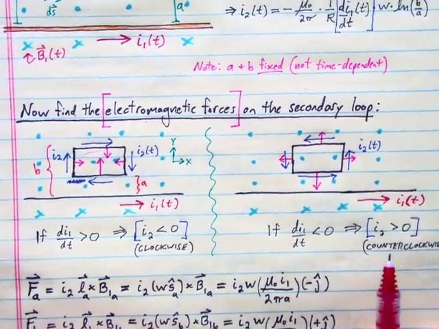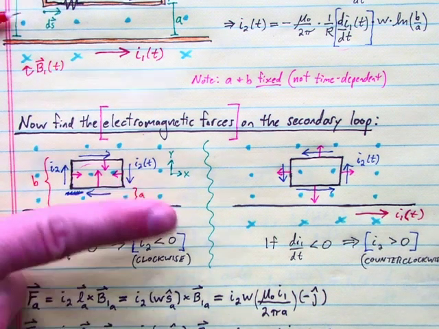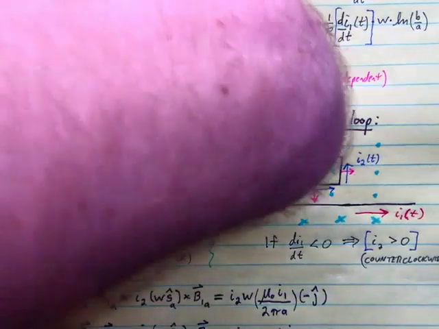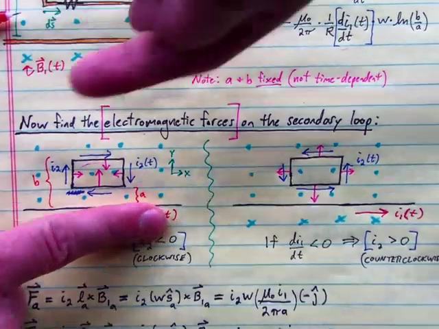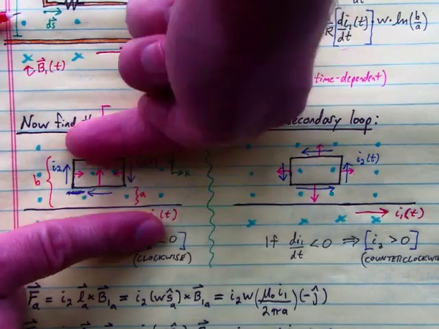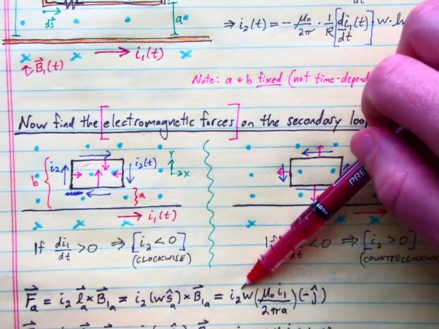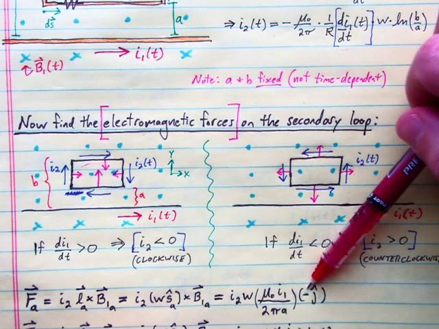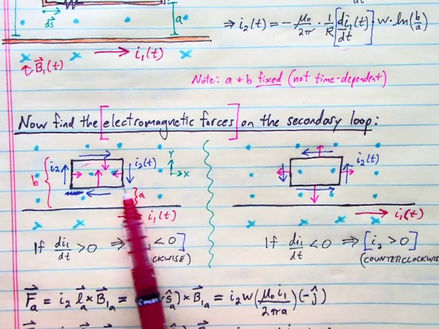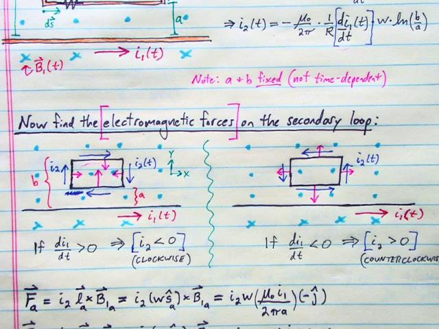If, on the other hand, I1 is positive but I2 is negative, so if I1 is this way but I2 is that way, then we know that these two parallel wires would repel each other. So if I1 is positive and I2 is negative, this negative times that negative would give us a plus j hat force on this segment of wire, pushing that segment away from the primary.